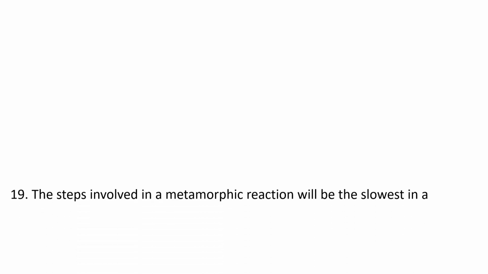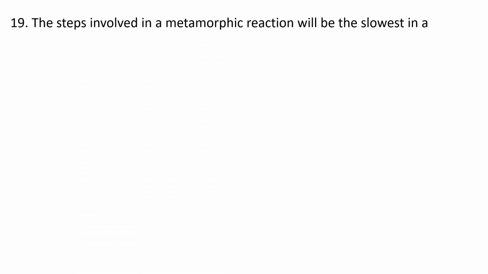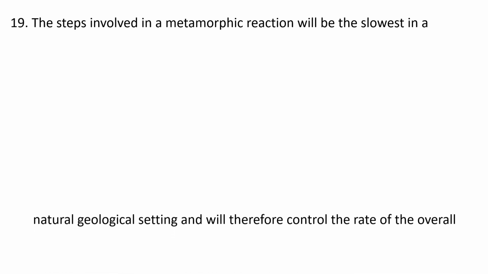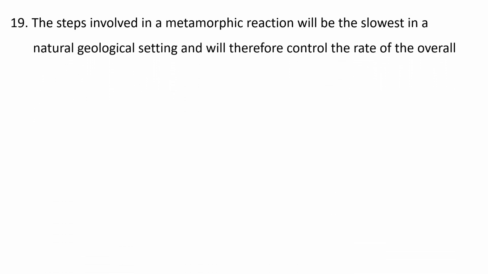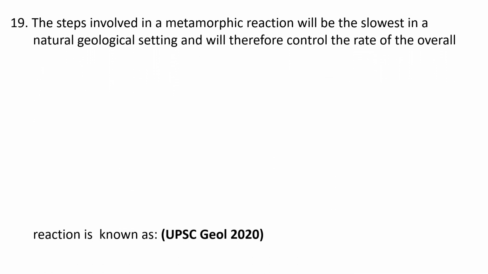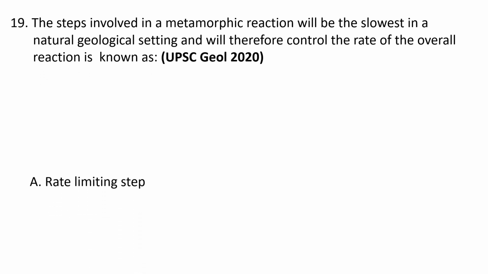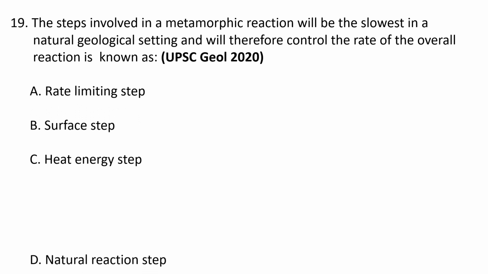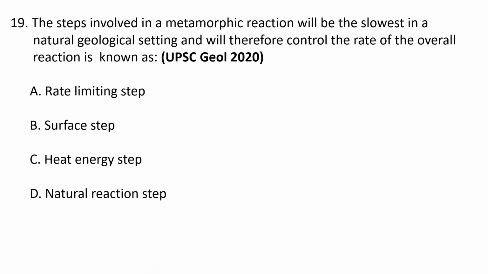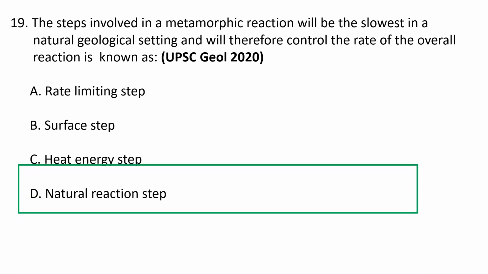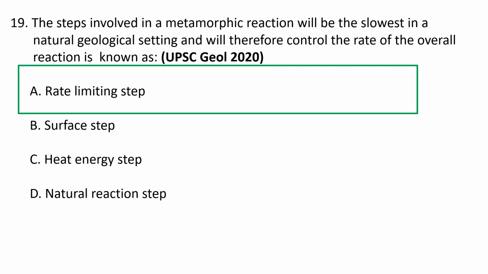Coming to the 19th question, the step involved in a metamorphic reaction that will be the slowest in a natural geological setting and will therefore control the rate of overall reaction is known as. Choices are A. Rate limiting step, B. Surface step, C. Heat energy step, D. Natural reaction step. The correct answer is known as a rate limiting step.